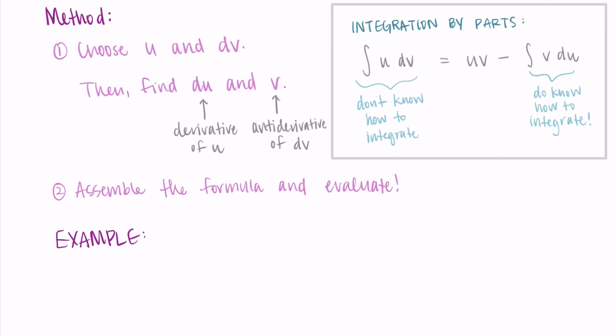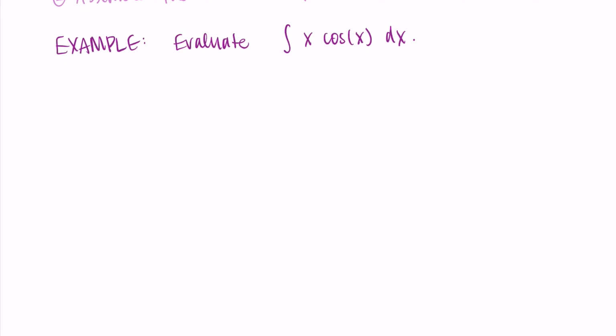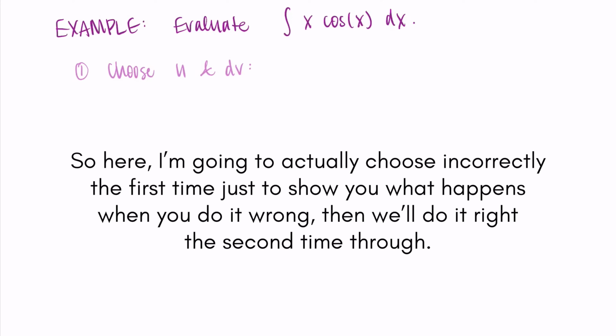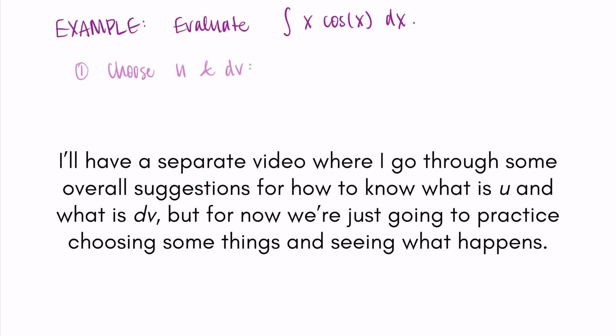Okay, let's try this method on an example that we saw in the previous video. We're going to do the integral of x times cosine of x dx. Our first step is that we need to choose what we want to be u and what we want to be dv. Here, I'm going to actually choose incorrectly the first time, just to show you what happens when you do it wrong, and then we'll do it right the second time through. I'll have a separate video where I go through some overall suggestions for how to know what's u and what's dv, but for now we're just going to practice choosing some things and seeing what happens.